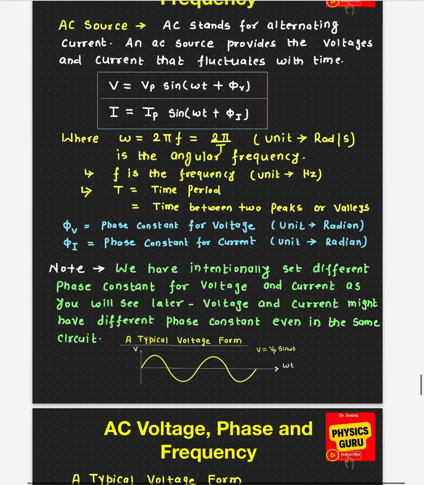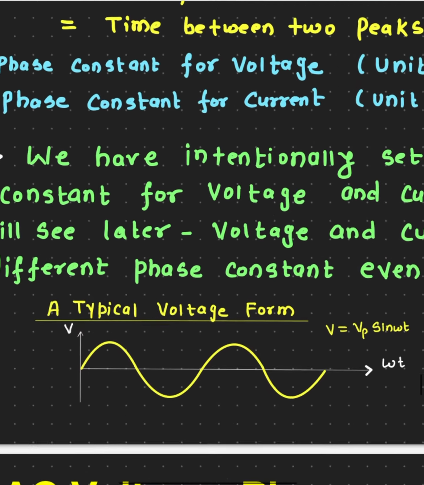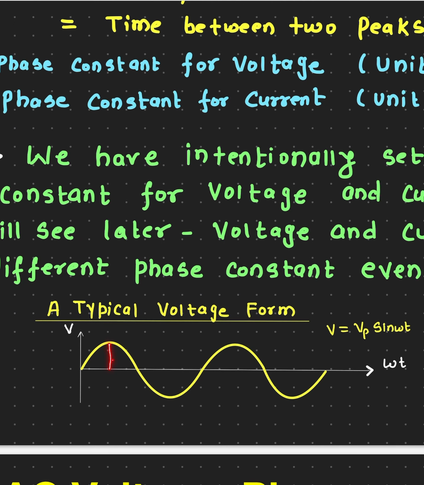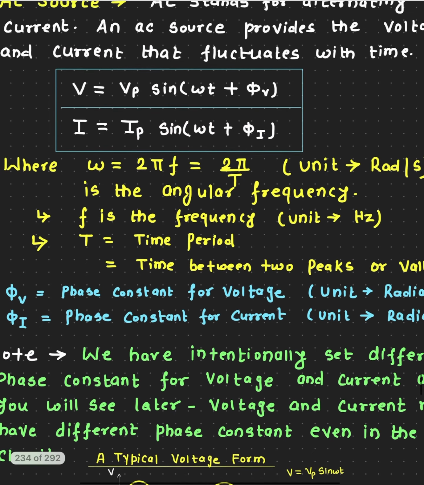Now the Vp in this graph is this one, the maximum voltage. The maximum voltage, or we call it the peak voltage at any time. So this one is the peak voltage. Here this one will be the negative peak voltage. So in terms of the magnitude, this is the peak voltage here. Okay, that's how it varies.